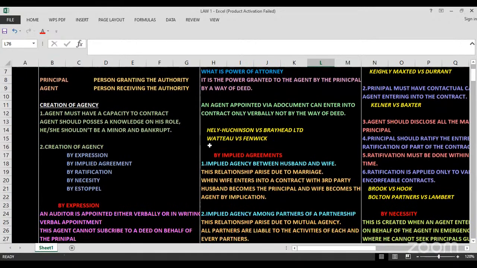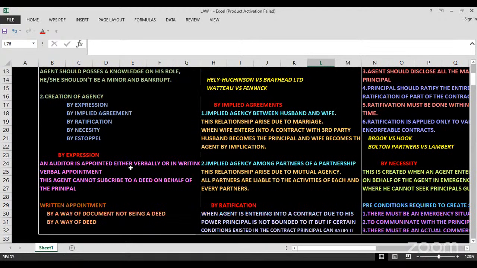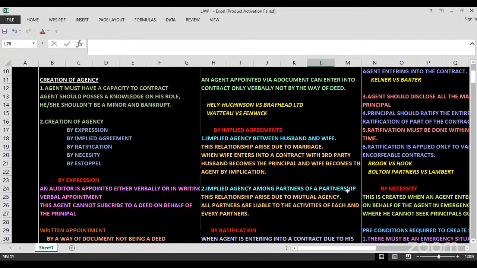Okay. Now, creation of agency. How is this relationship, how is agency created? There are different ways in which this is created.